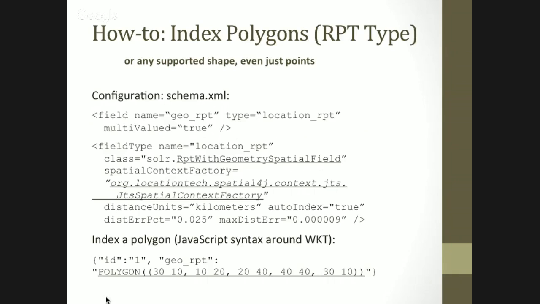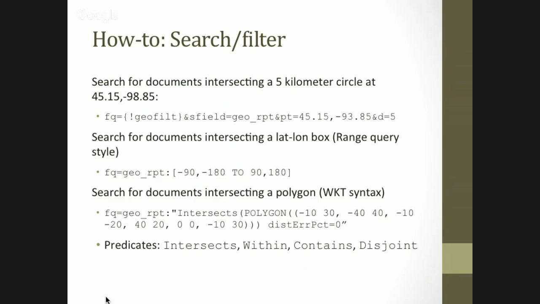At index time, again, I use the same overall syntax of using a JSON document to Solr: ID 1, the field name, and then in here is WKT syntax for the polygon. If you want to, you could use GeoJSON. In fact, I have an example of that later. Polygons, OK. Search and filter, same kind of thing. It's basically matching documents based on a query shape that overlaps with the index shapes.